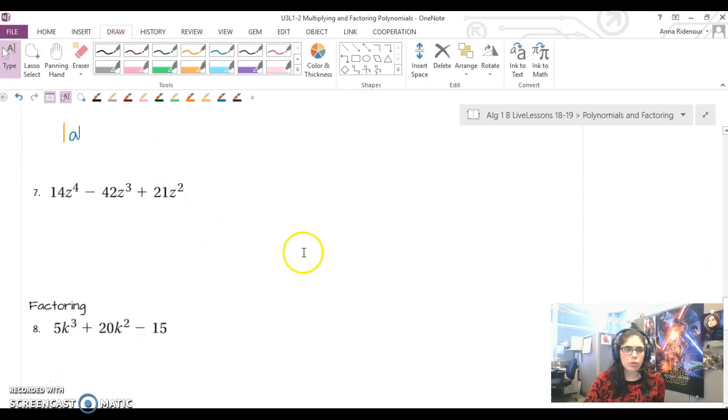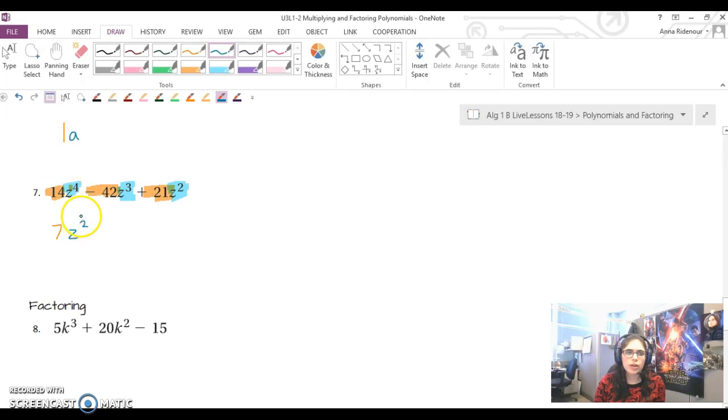This next one, let's see. So our coefficients are 14 minus 42 and plus 21. So if I look at all of those, I can divide all of those by 7. So that's going to be my GCF for the coefficients. When I look at my variables, I have z to the fourth, z to the third, and z squared. Once again, I'm limited by my lowest exponent, which in this case is z squared.